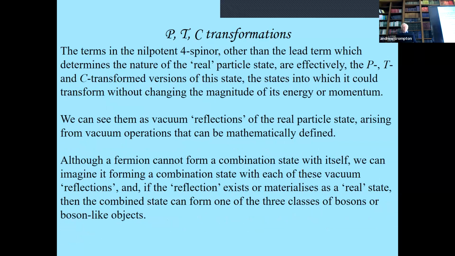Now, if you look at why we got 4 terms in the spinor, the basic state of the Dirac equation, we got 4 terms because you have the lead term and the P, C, and T transformations of it. That's what it is: the identity, P, T, and C, or C, P, and T. They're like vacuum reflections of the real particle state. And I made some argument at one time about how the mirror reflection was actually one of these vacuum reflections.